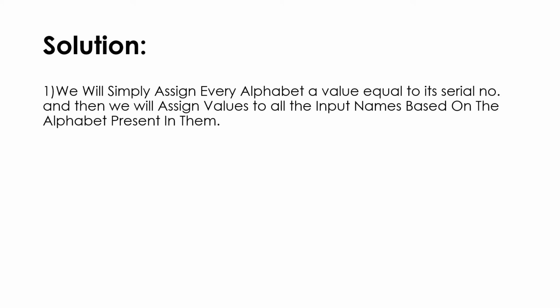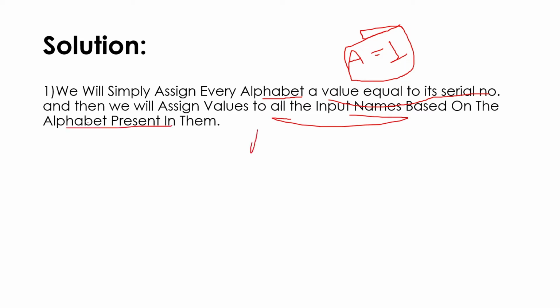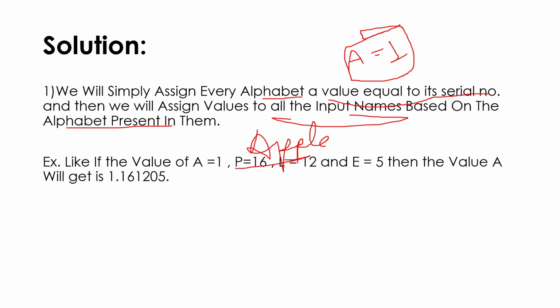Okay, so let's talk about the solution. First of all, we will simply assign every alphabet a value, like A equals 1 or something like that. But it will not be a random value, it will be based on the serial number of the letter. A comes first, so A gets the value of 1. The value equals its serial number, and then we will assign values to the input names based on the alphabets present in them. So like for apple, we will give it a value according to each alphabet's value.